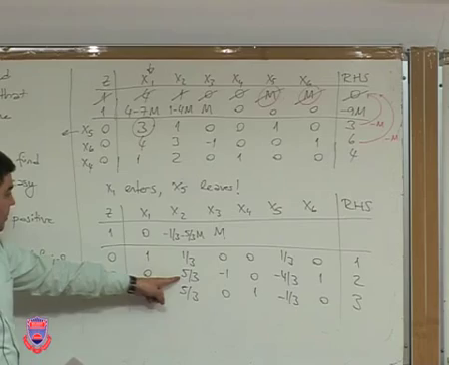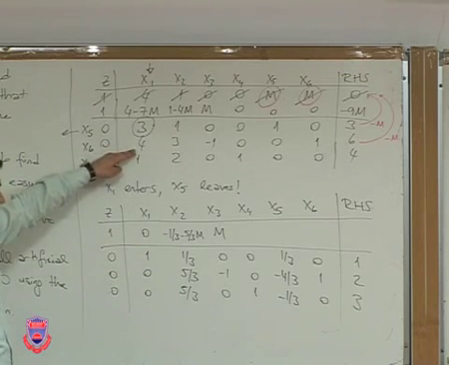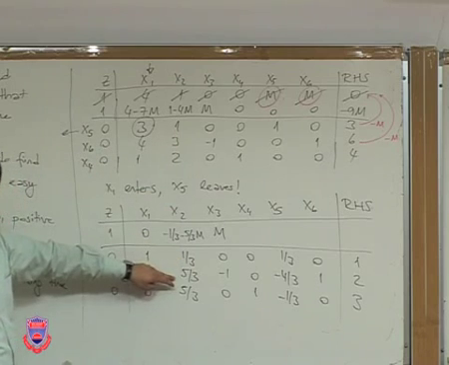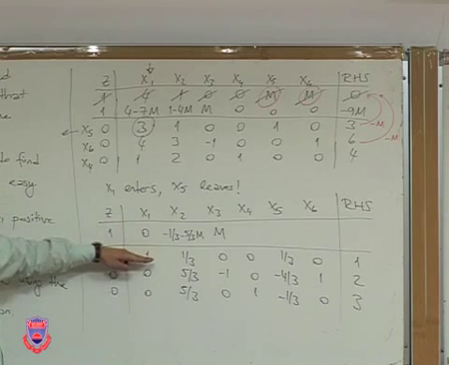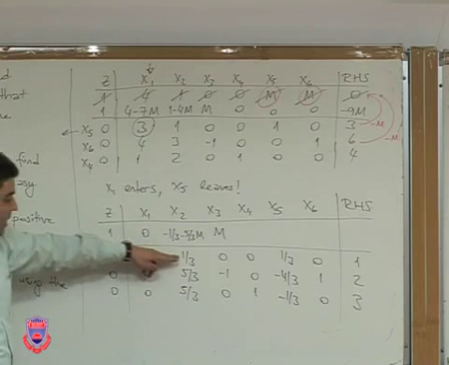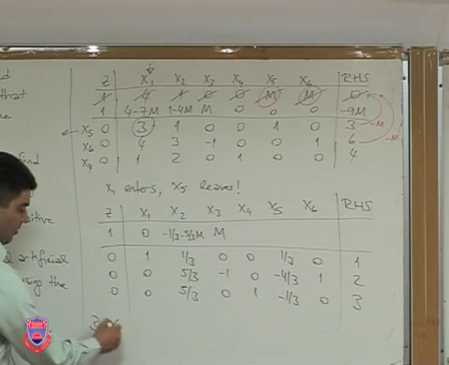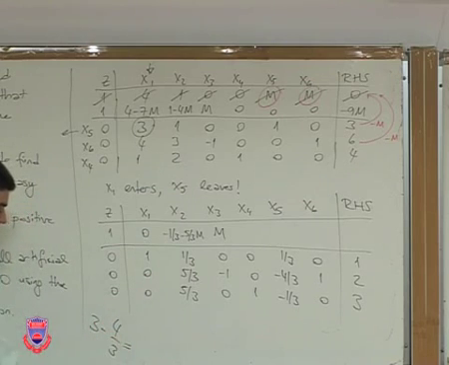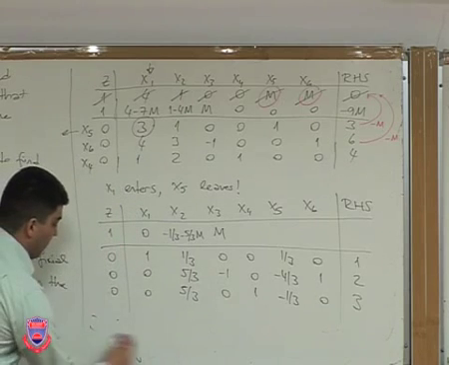This one? So I'm multiplying this by minus 4 and adding it to row 2. So minus 4 over 3 plus 3 is equal to 5 over 3. Right? I'm taking this row, multiplied by minus 4, and adding it to row 2. So minus 4 plus 4 becomes 0. Minus 4 over 3 plus 3 becomes 5 over 3. Right? Okay? And so on and so forth. Is that clear? Okay.